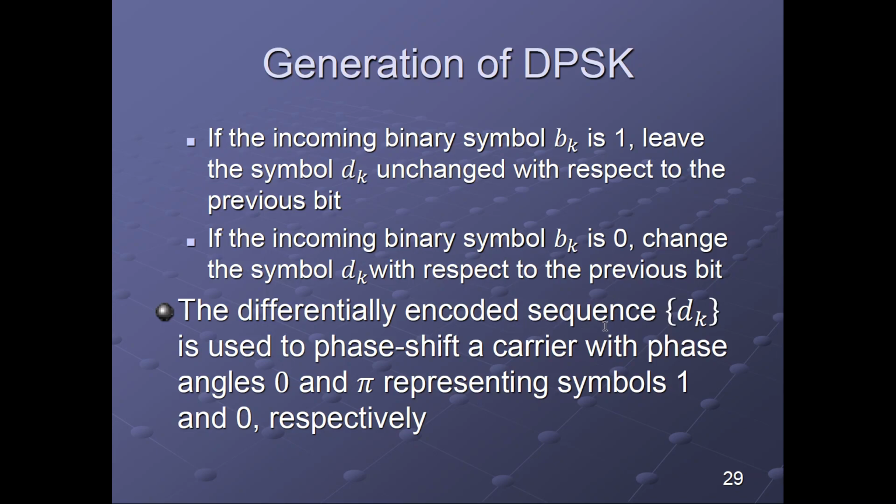The differentially encoded sequence DK is used to phase shift a carrier with phase angles 0 and pi representing symbols 1 and 0. Now you have your differentially encoded sequence. How do you map this to phases? If it is 0, keep the phase of your carrier 0. If it is 1, make the phase of your carrier pi. So 0 maps to 0, and 1 maps to pi.